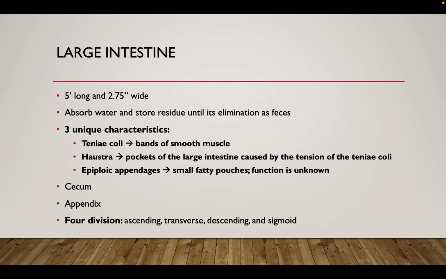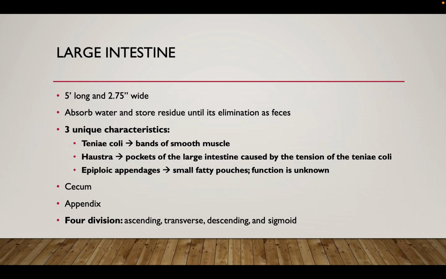Now, the large intestine has a unique appearance that distinguishes it from the small intestine. It has something known as taenia coli, which are thin, long bands of smooth muscle that, as they contract, help to force and move along digested material in a peristaltic manner. So things are moving toward the terminal end of the large intestine via the contraction of these taenia coli.